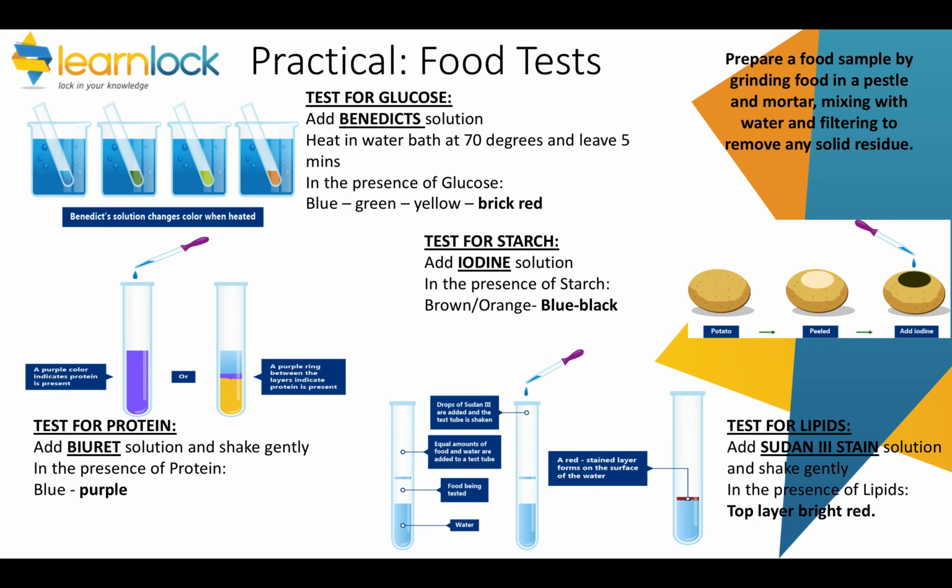To test for starch, you would add iodine. Iodine is orangey brown and it will turn blue-black if there is starch. To test for protein, you add biuret solution and shake gently. If there is protein, it will change to a purple colour. To test for lipids, you would add Sudan III stain solution and again shake gently. If there is lipids present, the top layer will go bright red. You can also test for lipids by placing the food substance on filter paper and looking for a transparent residue or an oily residue.